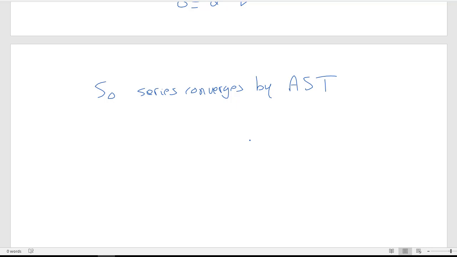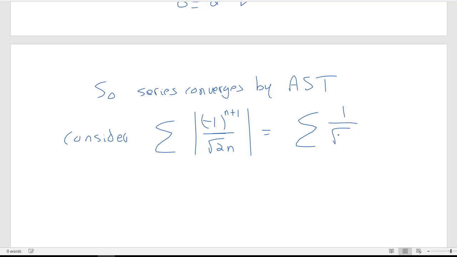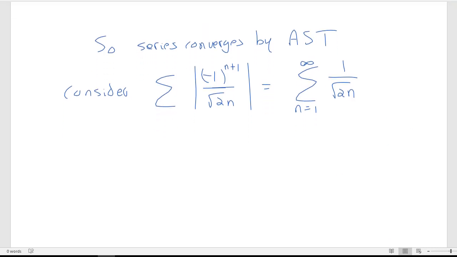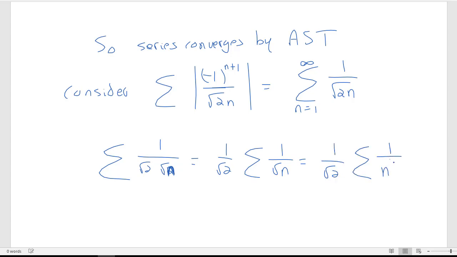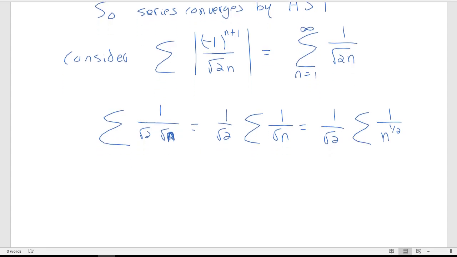When we did the ratio test, we didn't get a conclusion. So let's consider the sum of the absolute value of the terms. That series is just 1 over square root of 2n, and we're asking, does this series converge? 1 over square root of 2n is really 1 over square root of 2 times square root of n, and 1 over root 2 is just a constant, so I pull it out. Then this is a divergent p series. My p is 1/2, which is less than or equal to 1.